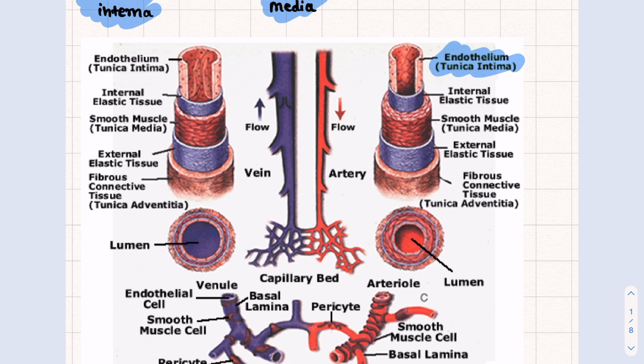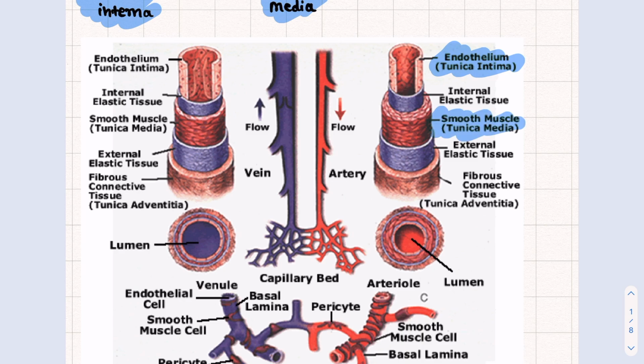The internal elastic membrane allows the arteries to stretch with the pulse pressure. So with each beat, the internal elastic membrane allows the arteries to resist the change which is caused by the blood pressure, or which is caused by the pumping of the blood. So that's tunica interna. Now the second layer of the three layers of the blood vessels is tunica media.